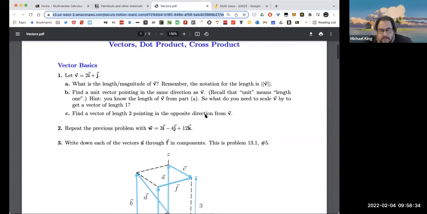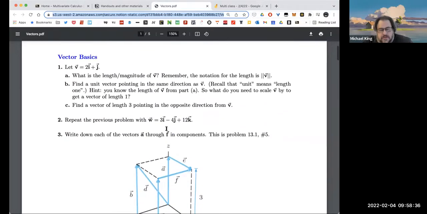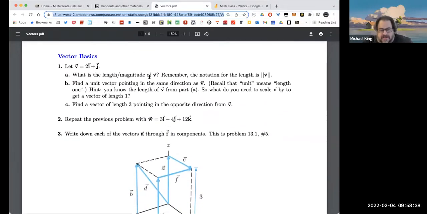This was quick, but it looked like people are getting the idea with 1 and 2. We basically did A and B, right? So you do the length, and then you scale down by √5 because the √5 is a length. And if you want it to be length 3 pointing in the opposite direction, you take your answer to B and multiply by -3, because 3 makes it length 3, and the negative makes it point the opposite direction.